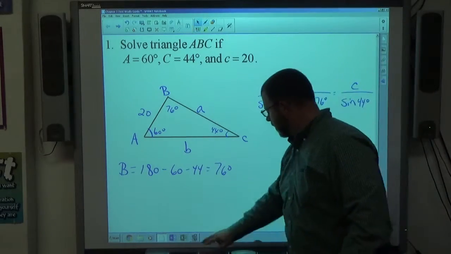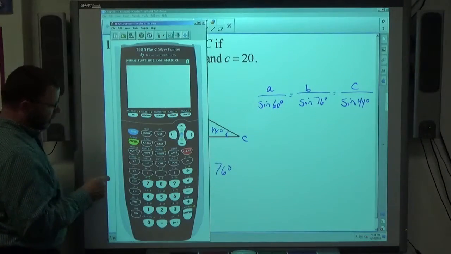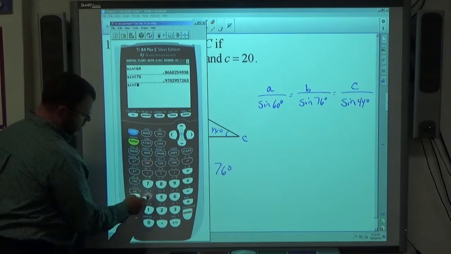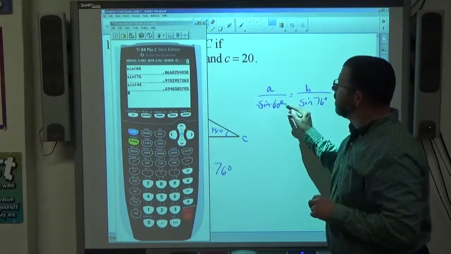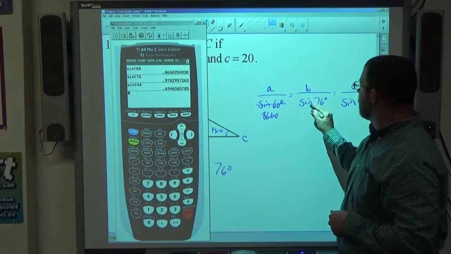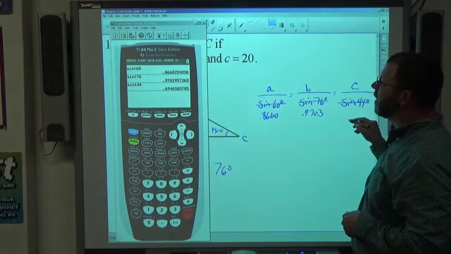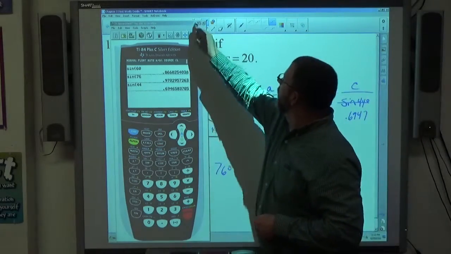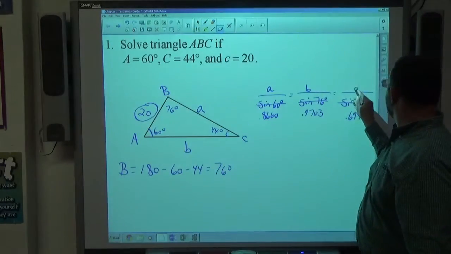At this point, I get my calculator out, make sure I'm set to degrees, not radians. And I want to know what the sine of 60, sine of 76, and sine of 44 are, so type those in. I go 4 decimal places in my work, so I'm going to get sine of 60 is 0.8660, sine of 76 is 0.9703, and sine of 44 is 0.6947. Oh, and I just realized it's C over sine of C, but C is 20. So let me erase that C and put a 20 right there.